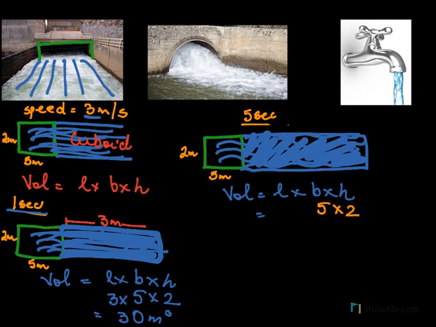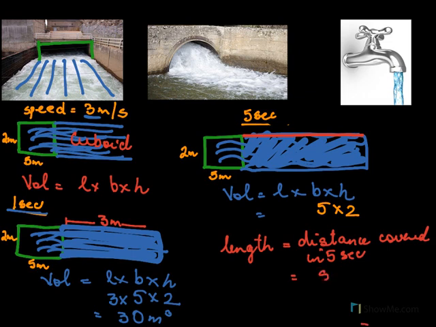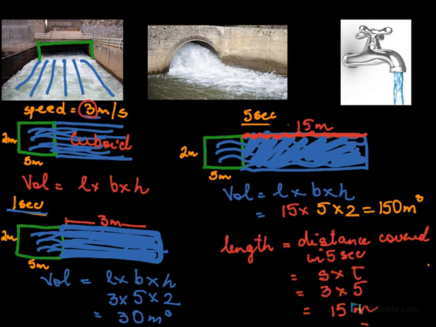What about the length? The length will be, definitely you'll agree, the distance covered by water in these 5 seconds. So length will be equal to distance covered in 5 seconds. And what is distance? Distance is speed into time. We know the speed was 3 meters per second and the time here is 5. So the distance is 15 meters. So this distance, which is the length of this cuboid, is now 15 meters. So the length is always given by the distance covered by the water in that time, and the volume is now 150 meter cube. This is the amount of water that will flow in 5 seconds.